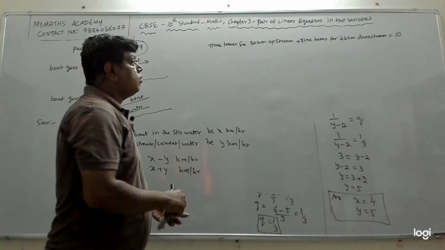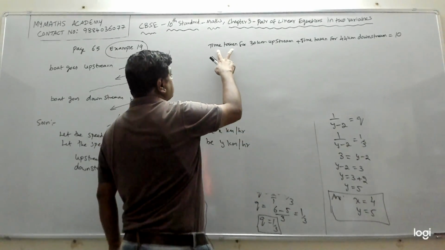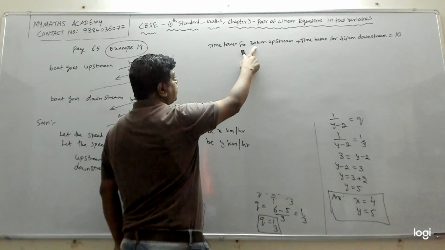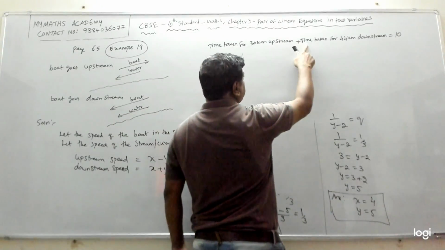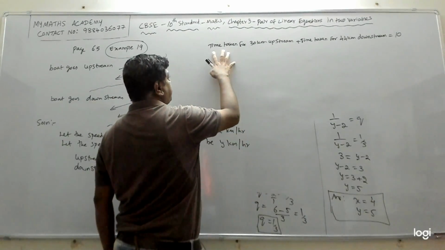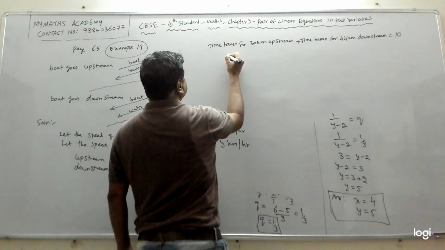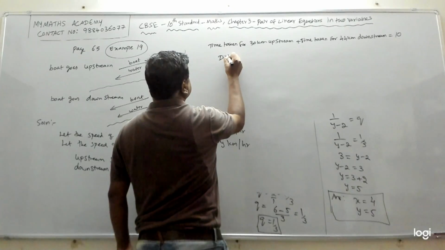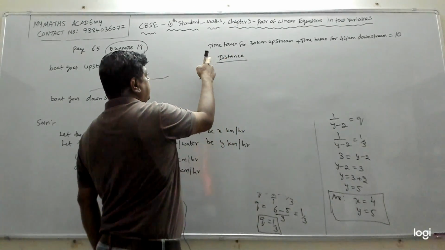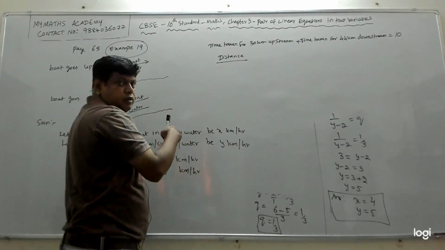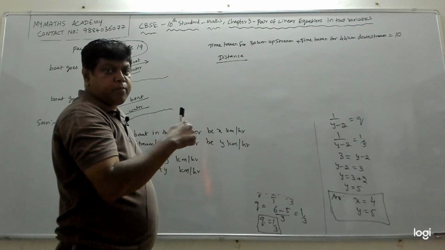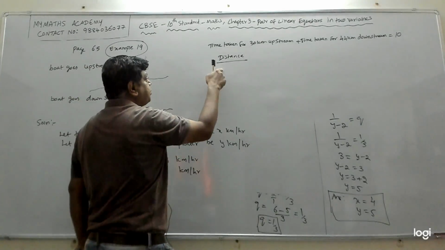Fine. Now let's convert. What is the formula for time? The time for going 30 km upstream and the time for going 44 km downstream is 10 hours, so this is a time. Now what is the time? Time is distance by speed. We know, right? You have studied in physics: distance is equal to speed into time, or time is equal to distance by speed.